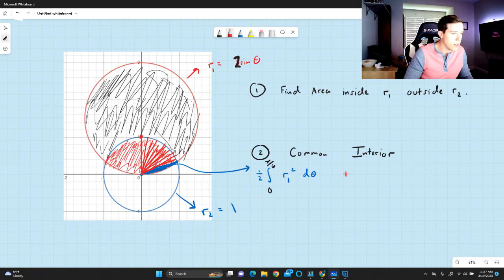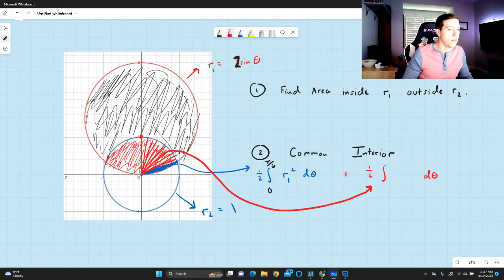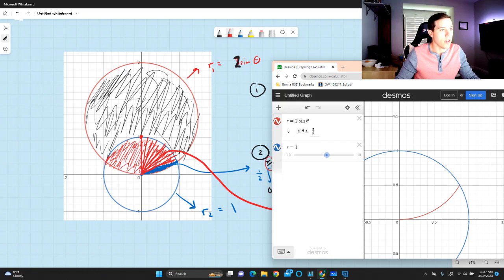So how do I get this area? Well, again, this part's not the hard part. It's 1/2 integral with d theta and bounds, and then just pay attention to what curve we're using now. These sectors are all going to the blue curve, which is R2. And where did we start it? Well, we started it at pi over 6, the intersection point. And where did we stop it? You go back to Desmos, and you look at where this one stopped.